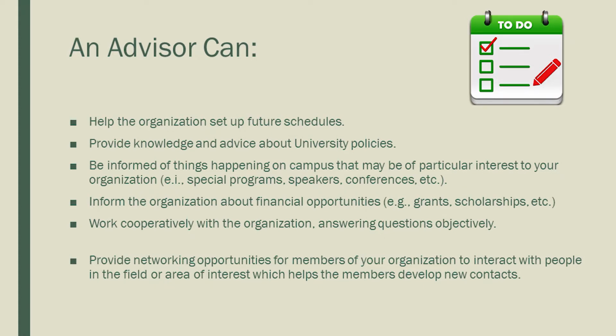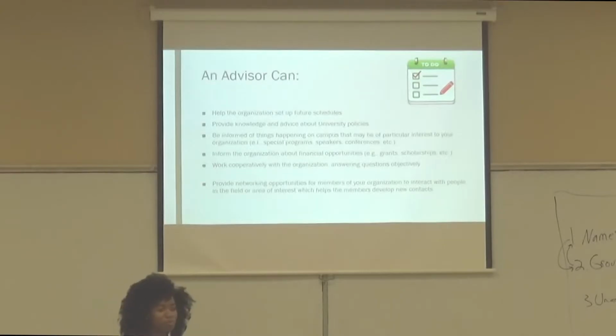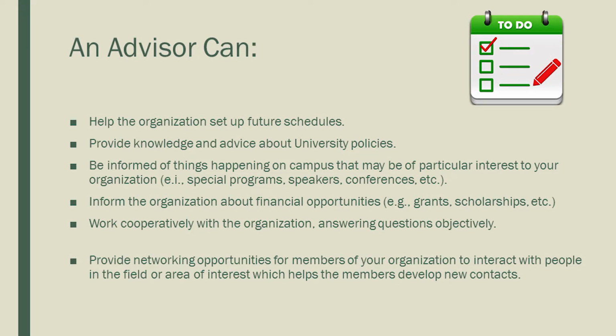Be informed of things. Did I say that before? Yes. Be informed of things happening on campus that may be of particular interest to your organization. Special programs, speakers, conferences. So this goes back to what I was saying about letting you know about events going on around campus. It's super important. They know a lot of things that we don't, and if you voice that to them, I'm pretty sure they'll be more than glad to let you know, because this is their organization as well, and they want you all to grow and develop in your student development. So it's good to ask them to do those kinds of things, right? They can inform the organization about financial opportunities, grants, scholarships, again, all of these opportunities that they can provide for you.